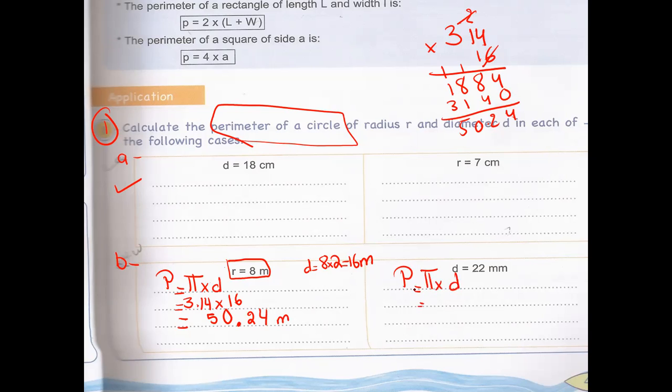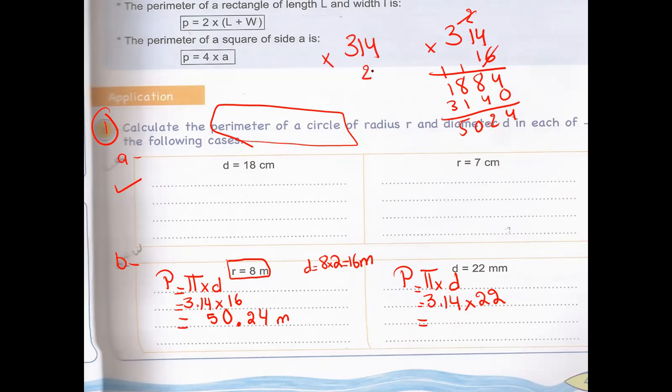Teacher, in the exam there are marks on the rule. We can't be tempted to do the calculation without writing the rules. Okay? So 3.14 times the diameter. Here I gave you the diameter. No need to multiply by 2. It's 22. Copy it the same.